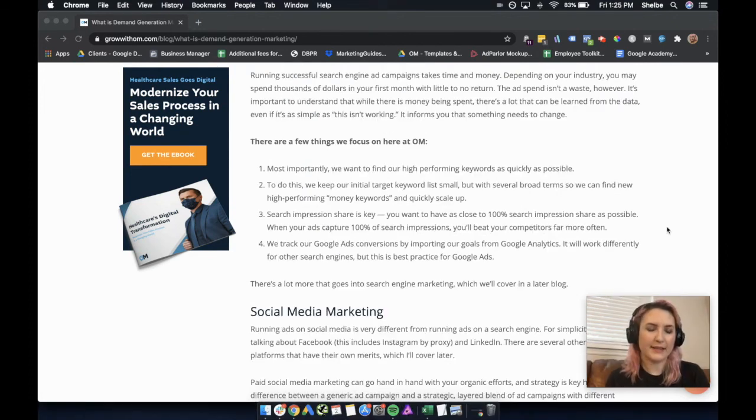There's a couple of things that we focus on when we're doing our search engine marketing. First and foremost, we want to find our high-performing keywords as quickly as possible. To do this, we start picking our initial keywords, and then we keep that list very small. But we do include a few modified broad keywords so that we can find new high-performing money keywords and quickly scale up.